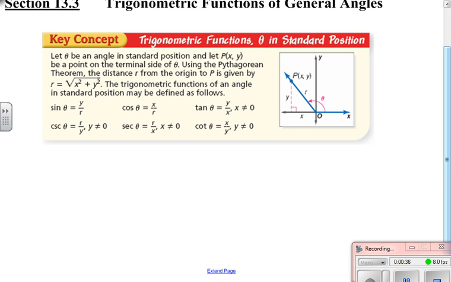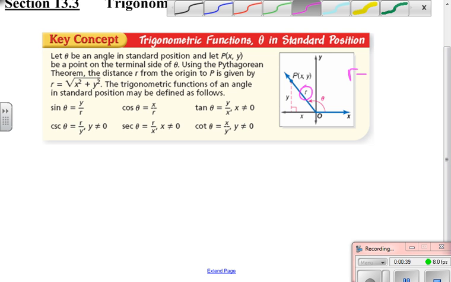So basically when this r is not 1, when it's not on the unit circle. So this says let theta be an angle in standard position and let P of (x, y) be a point on the terminal side of theta. So we're going back to our initial side, our terminal side, and a point (x, y) somewhere on the terminal side. If we use the Pythagorean theorem, which is closely related to the distance formula, we can find this length of r from the origin to the point with this formula right here.